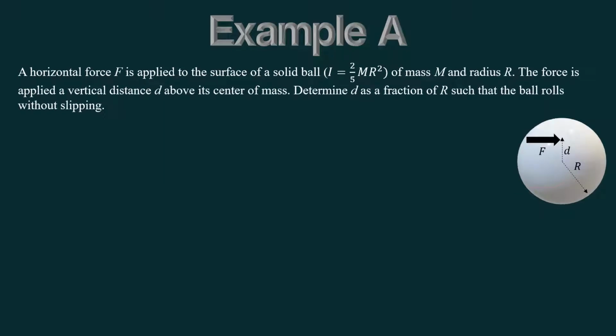So here's a question about rolling without slipping. You have a horizontal force being applied to a ball, a distance of d from the center. The ball has a radius of r and a mass of m. It's a solid sphere, so I is 2/5 mr squared, and you have the force applied d away. Determine d as a fraction of r, such that it rolls without slipping.